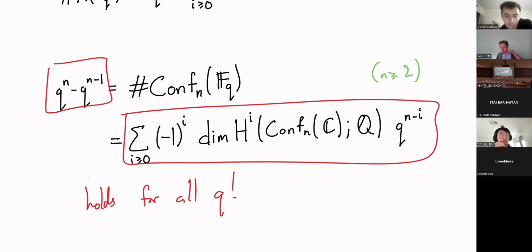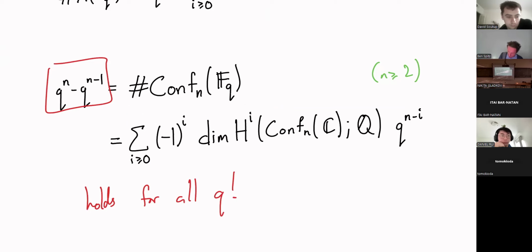It turns out Conf_n of C is a finite dimensional manifold, so the homology groups terminate after a certain point. These are both polynomials in q. And they agree whenever q is a prime power, so it's an order of a finite field, these two polynomials are the same. And there's an infinite number of prime powers. And so these are two polynomials defined over Z that agree at an infinite number of integer points. So they're the same polynomial. The coefficients are exactly the same.